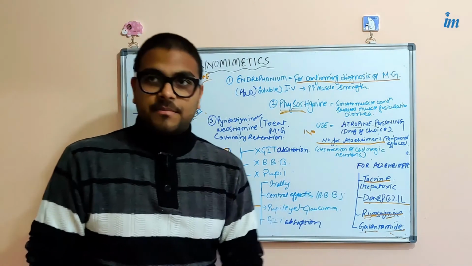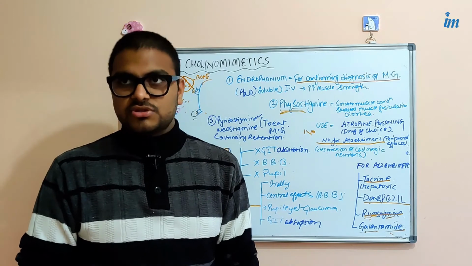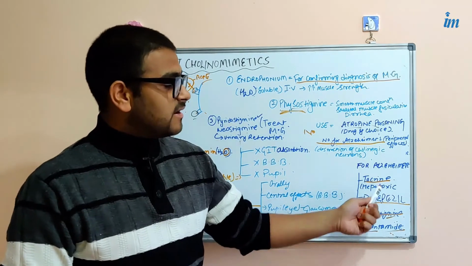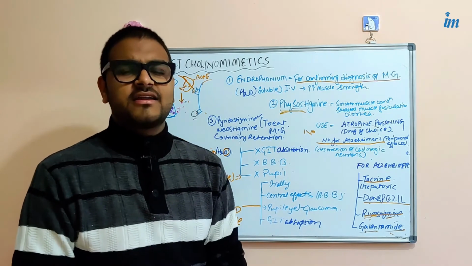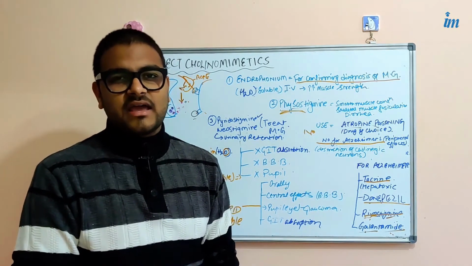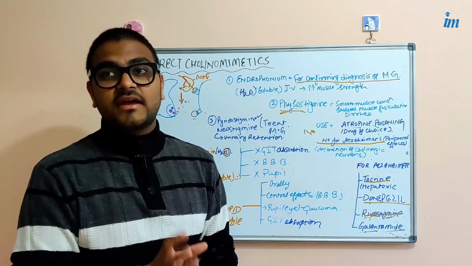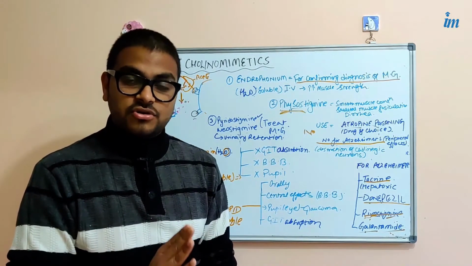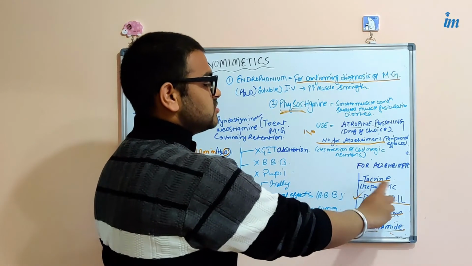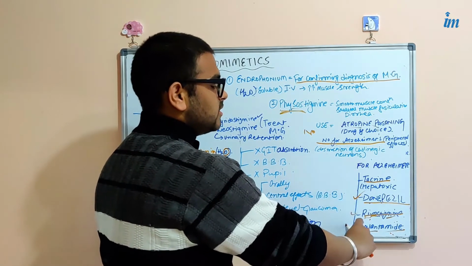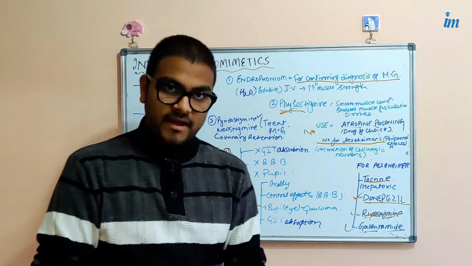These 4 drugs you can use for Alzheimer's disease, but remember, tacrine was the drug of choice earlier, but now we are not using tacrine because it has high hepatotoxic potential. It can cause damaging effects on your liver. So now the famous drugs in use for Alzheimer's disease are what? Donepezil, rivastigmine and galantamine.